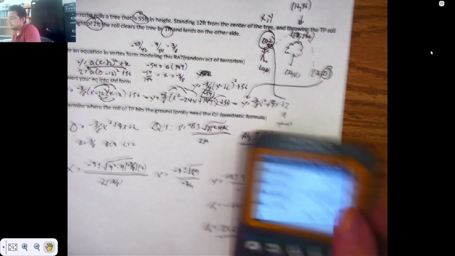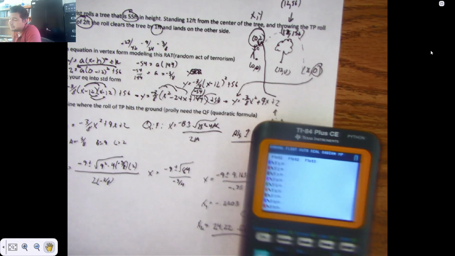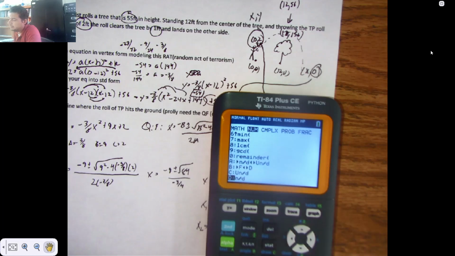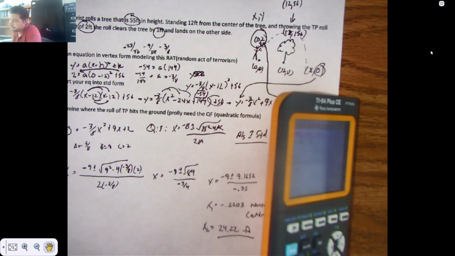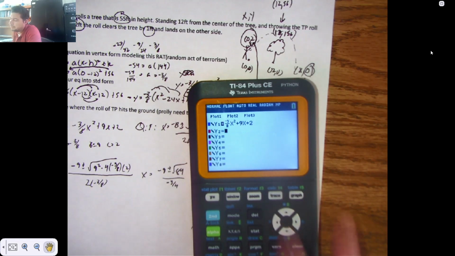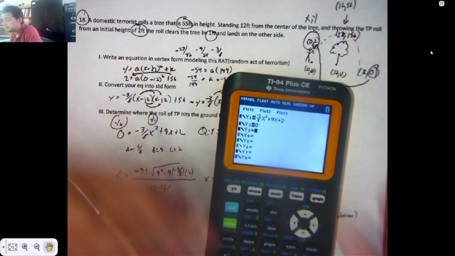What's another way I could have done this? Quadratic formula is important, but making sure you have the right answer is important too. I could have typed in the fraction, math, num, n over d, negative 3/8, x squared plus 9x plus 2. Could have also done the vertex form, doesn't matter. I'm going to put that in y1, I'm going to put that in y2, because I've taught the intersect feature.